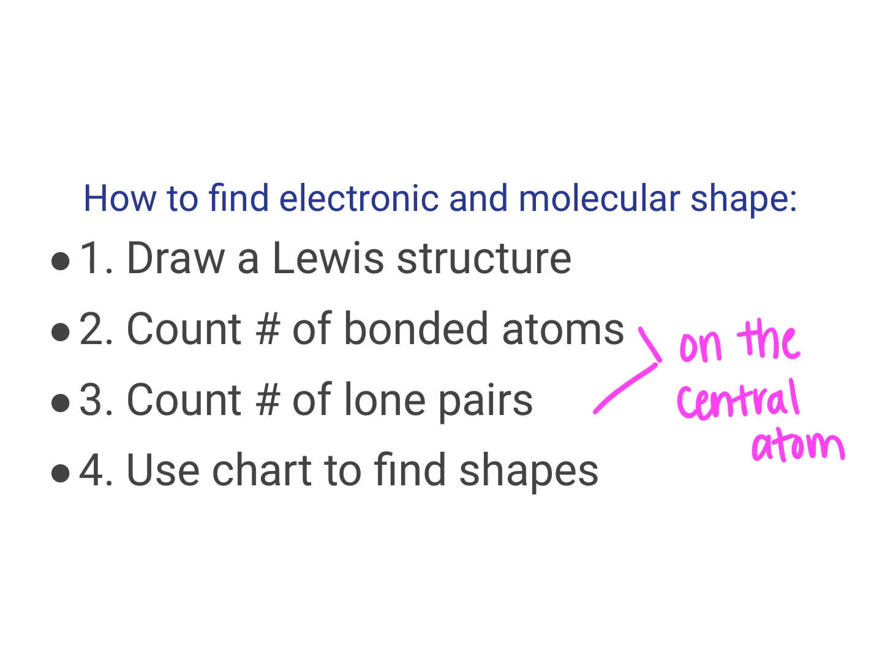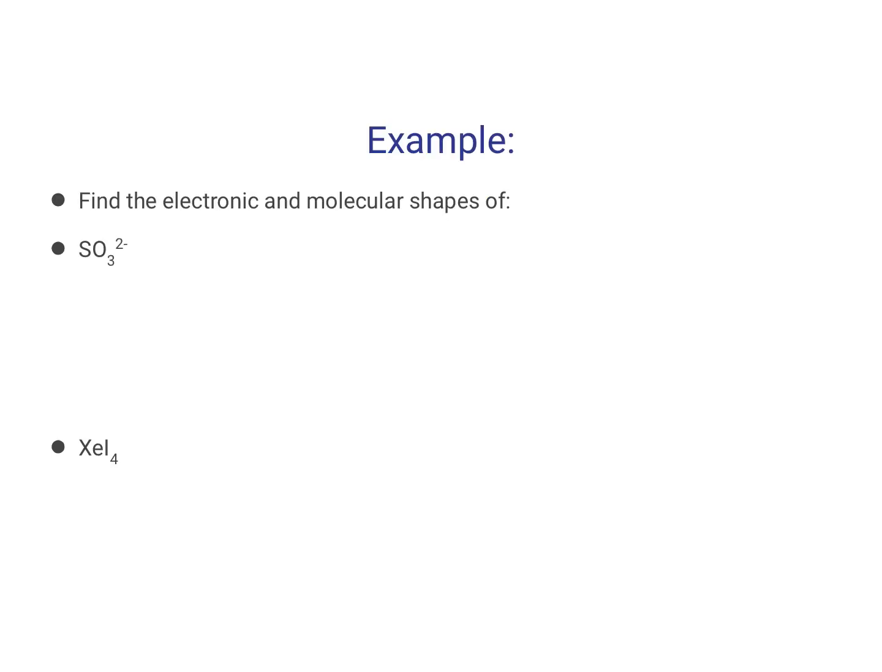And I'll show you, we'll do some examples together. I will show you what I mean by this. However, add this part in your notes. Okay, this is important. So we only care about what's bonded to the central atom. And then finally, we'll use that VSEPR chart to actually find the electronic and molecular shape. We're going to do 2 examples together.